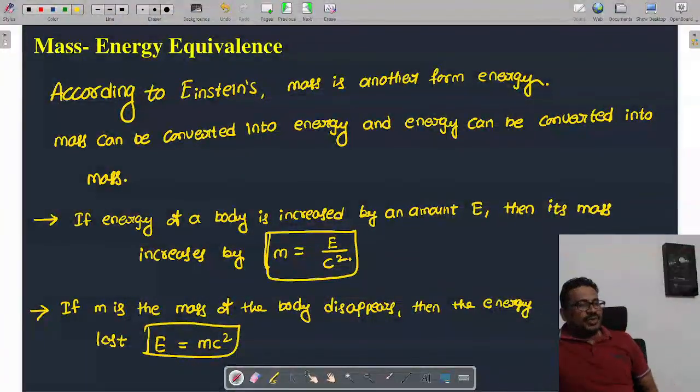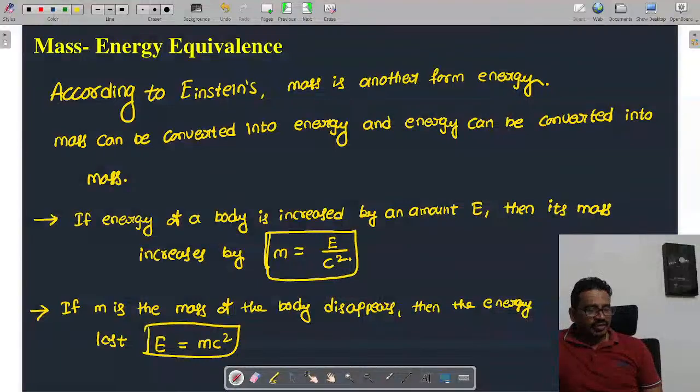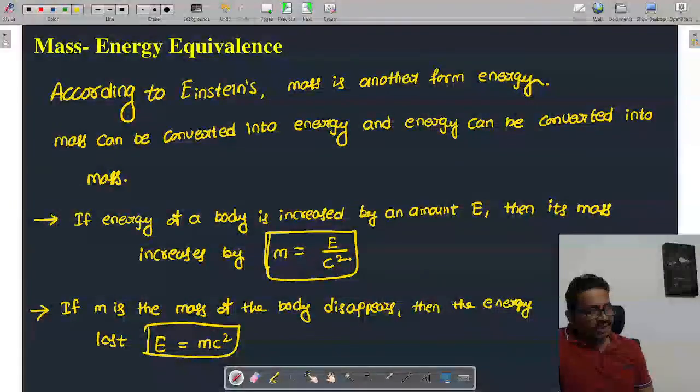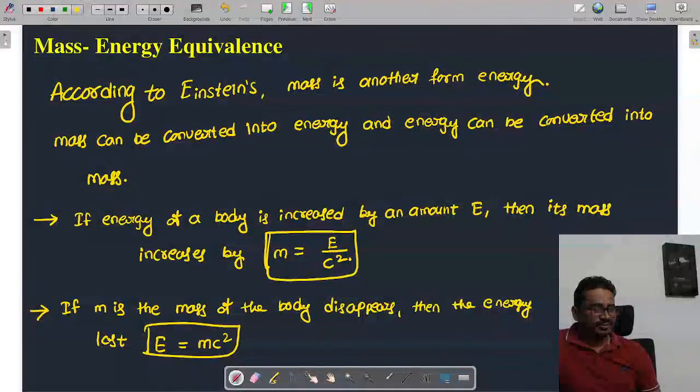If m is the mass of the body, that means if a body loses the mass, means what? Tell me, it lost energy. If a body gains the mass, means its body will get the energy. Understood what I am saying?